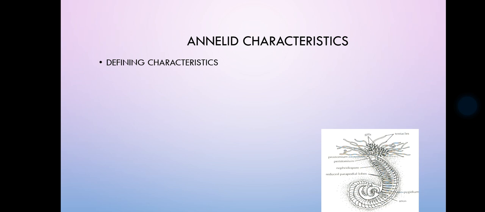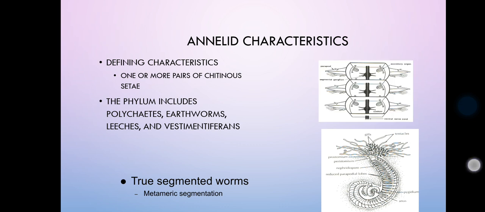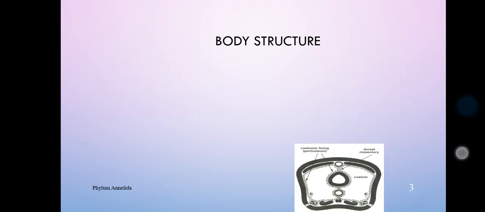Defining characters: one or more pairs of chitinous setae. The phylum includes polychaetes, earthworms, leeches, and vestimentiferans. True segmented worms. Metameric segmentation. Body structure: the body is a tube within a tube.